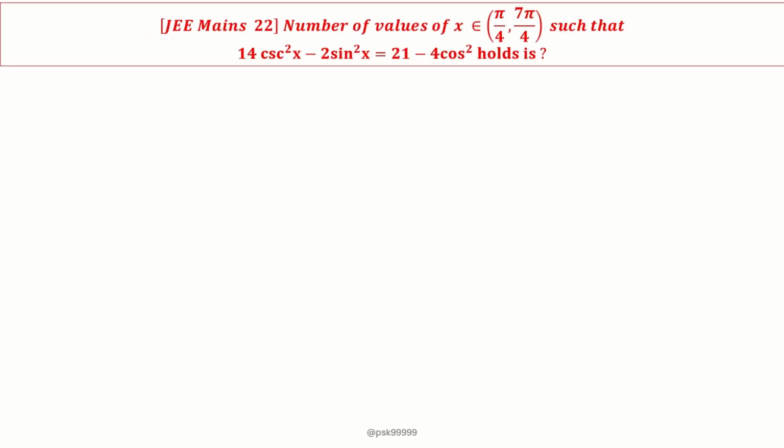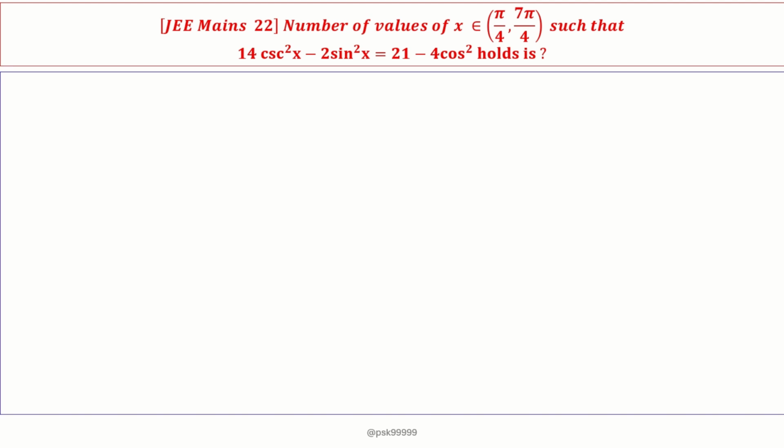Number of values of x belonging to pi by 4 to 7 pi by 4 such that 14 secant square x minus 2 sin square x equals 21 minus 4 cos square x. This equation should hold. Then what are the values of x? That's the question. So let's take sin square x equal to k.